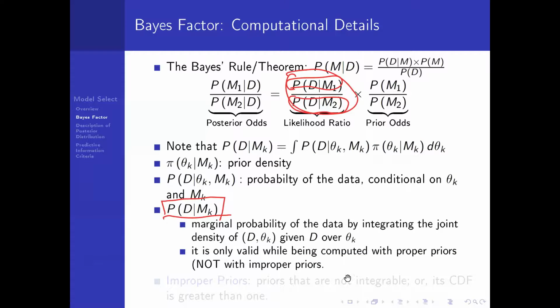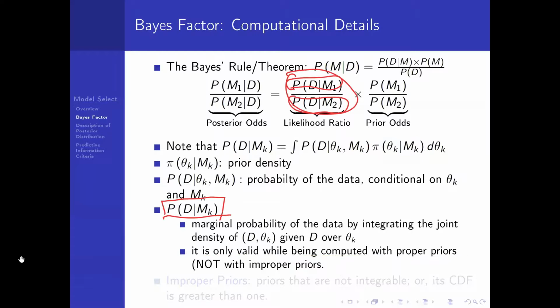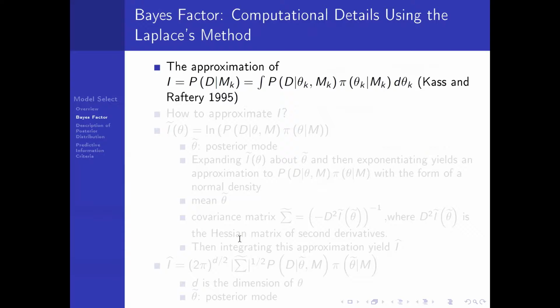Not improper priors. So people say, what is an improper prior? Well, improper priors refer to priors that are not integrable, or whose cumulative density function is greater than 1. It's just not going to integrate to 1, right? That's the major condition for a probability density to be called a proper prior. Okay? More computational details.